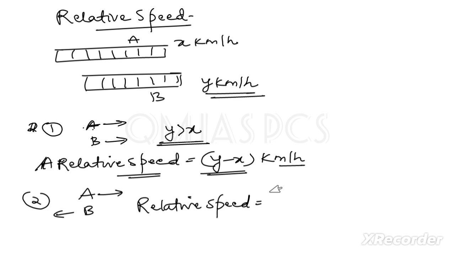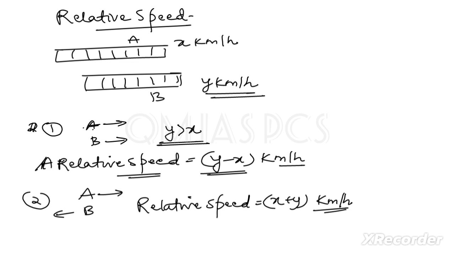It will be simple, x plus y kilometer per hour. Just remember this: when two bodies are moving in the opposite direction, the speed will be added up. When the bodies are traveling in the same direction, the speed will be subtracted. Now, consider this situation: imagine you are traveling in a train and one more train is overtaking your train.